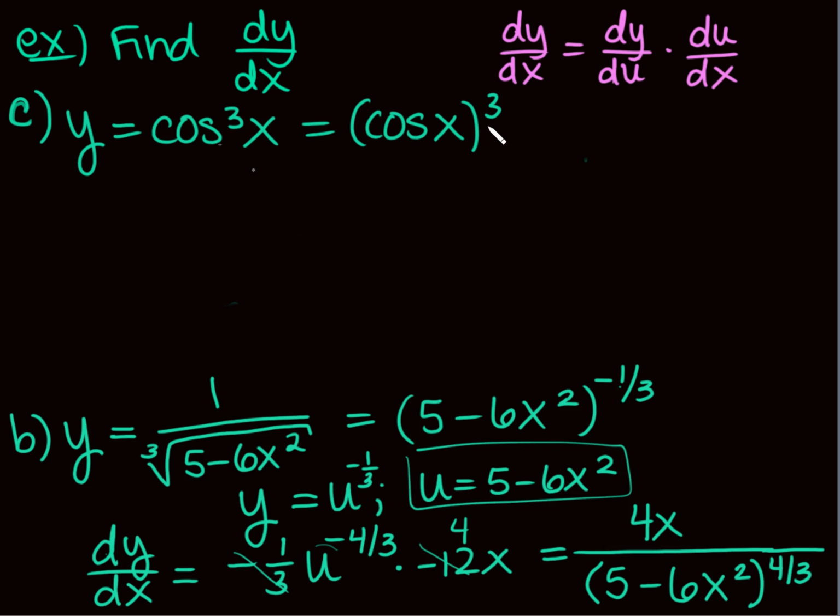And if I write it like this, it's a little bit easier for me to see what my inside function is and what my outside function is. So I'm going to let u equal cosine of x. So what does that make y then? y is just going to be u cubed. u is still cosine of x.